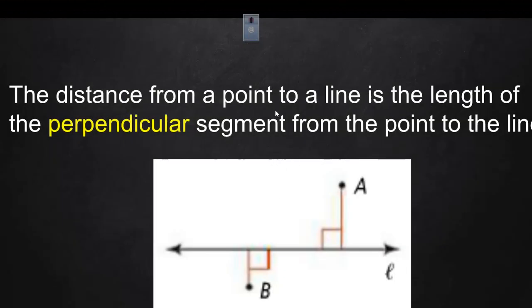So the distance from a point to a line is the length of the perpendicular segment from the point to the line. So the shortest distance from this point to this line is this perpendicular distance. And from B to this line, it would also be the perpendicular distance, the distance at a right angle.